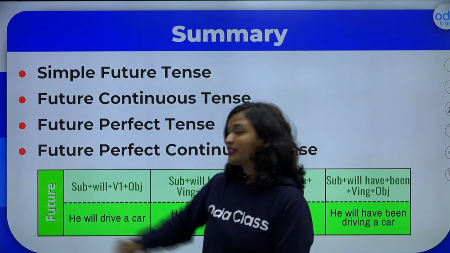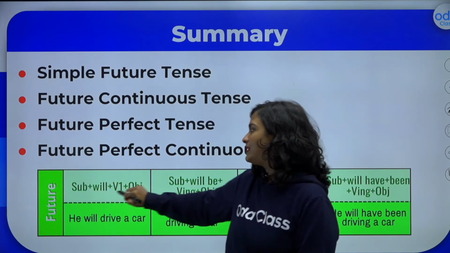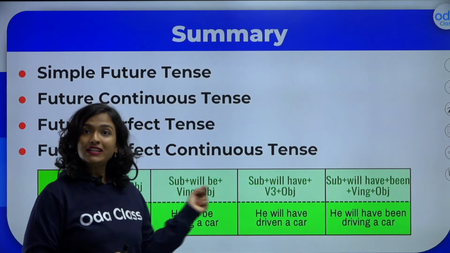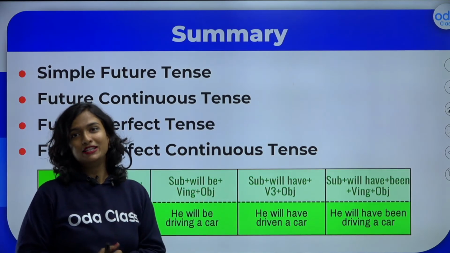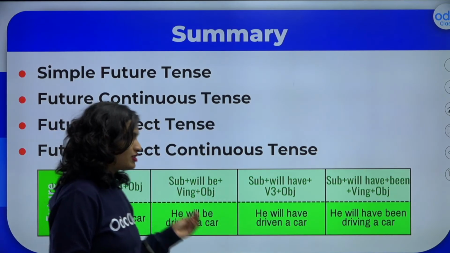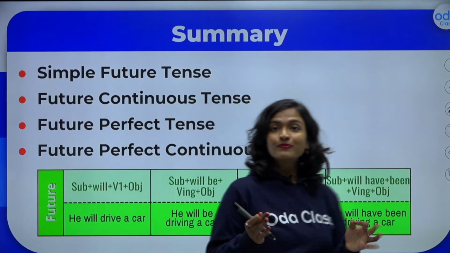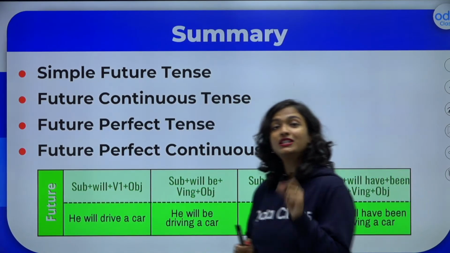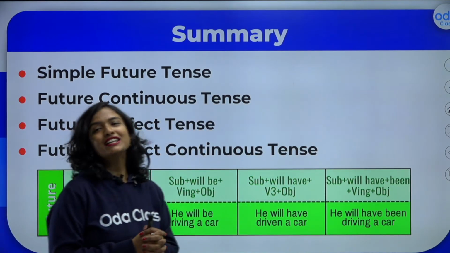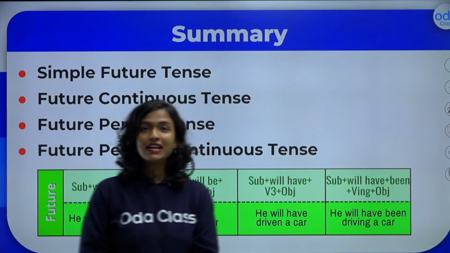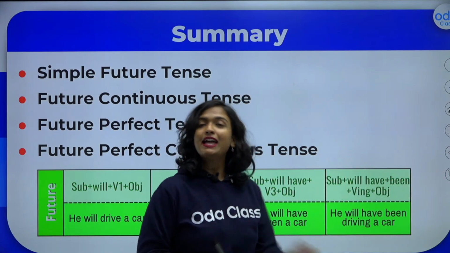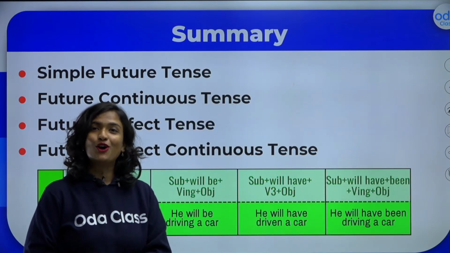As we learned, in the simple future, subject, will, verb 1, object. Future continuous, subject will be, ing form followed by the object. In the future perfect, we have the subject followed by will have, and then students, remember, we always use the third form of the verb, and then the object. And lastly, our future perfect continuous tense, where we have our subject, will have been, and then the ing form followed by the object.